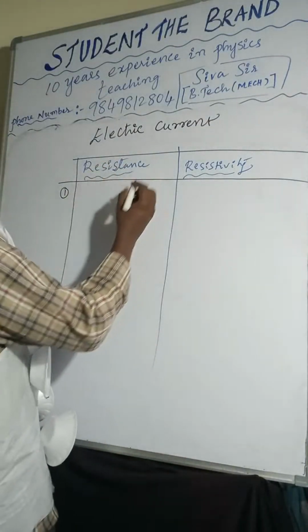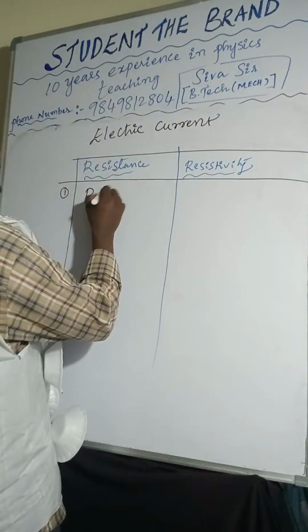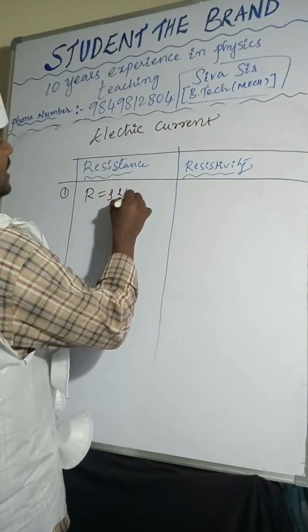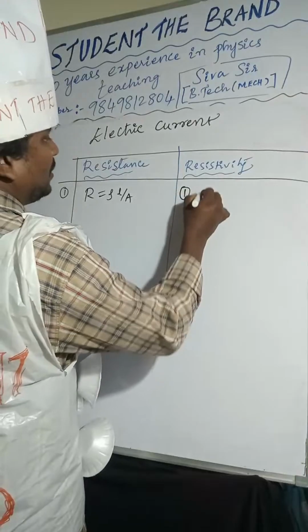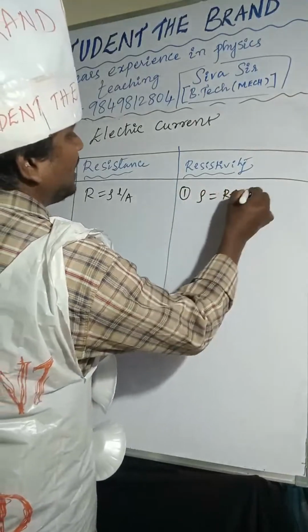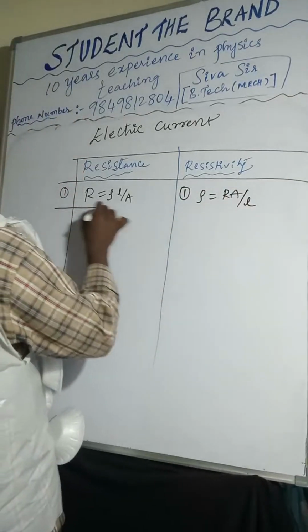So resistance R equals rho into L by A. Resistivity rho equals RA by L. That is the first point.